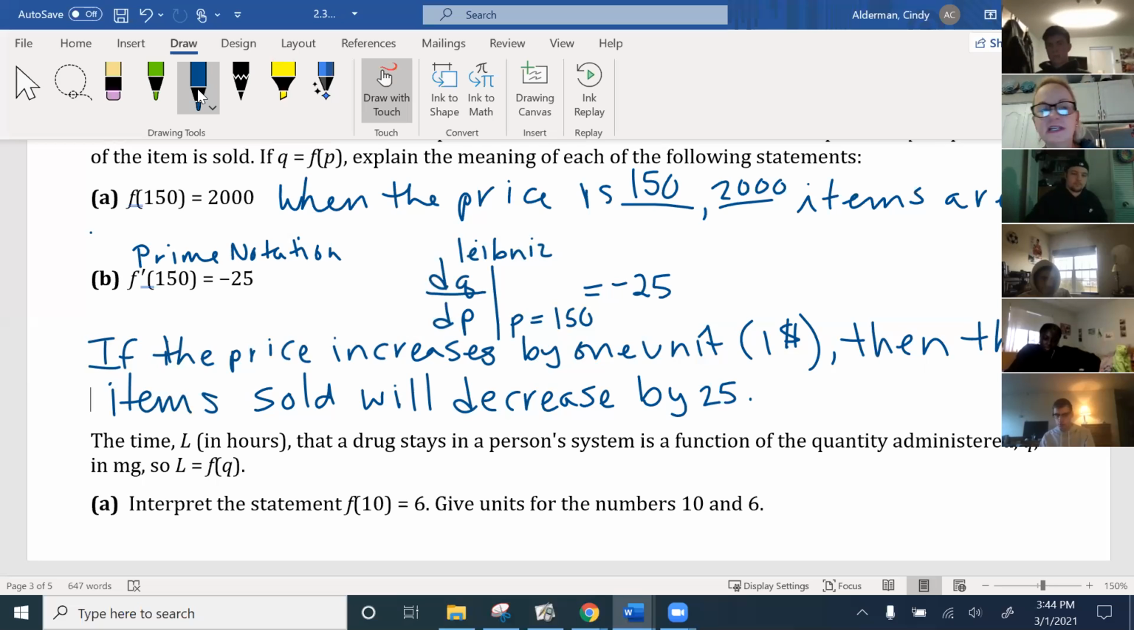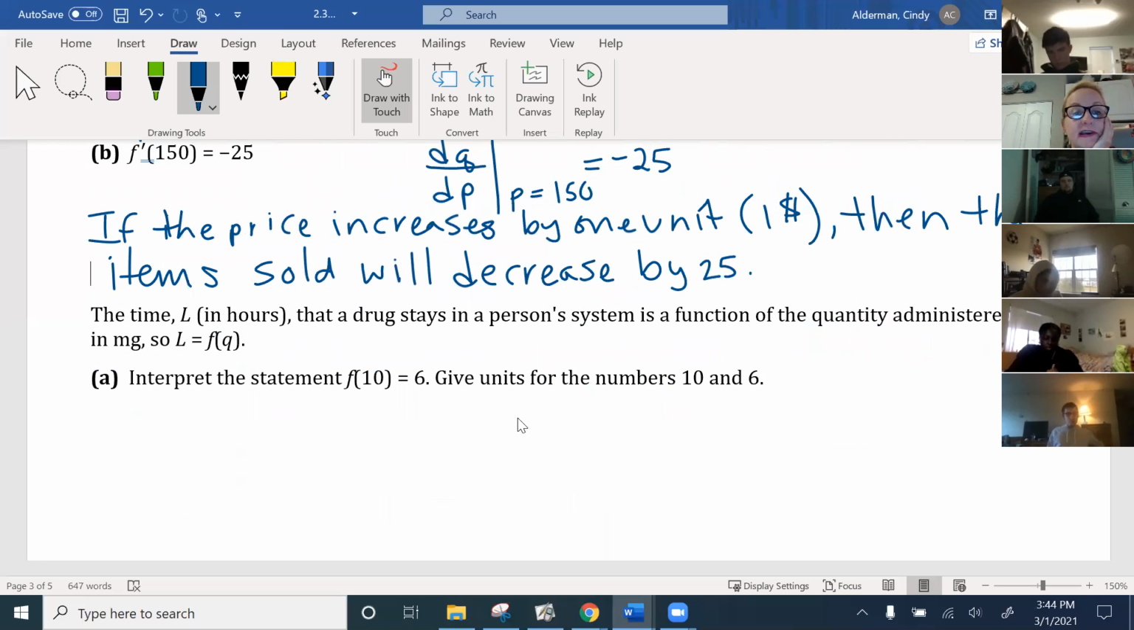It also tells you that if you put 150 into the derivative, you're going to get negative 25 out. But in words, it tells you that if you increase by 1 unit, then the items sold will decrease by 25. So for example, if we went from 150 to 151, then the amount sold is going to decrease by 25. So it'd be 25 less than whatever it was before. All right.